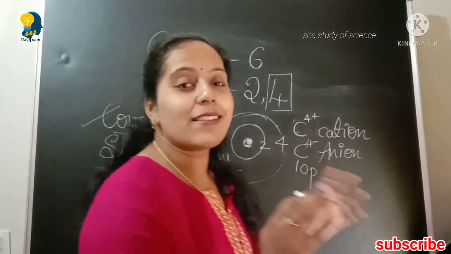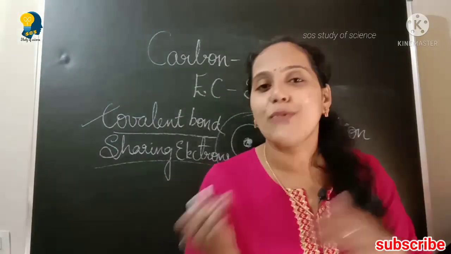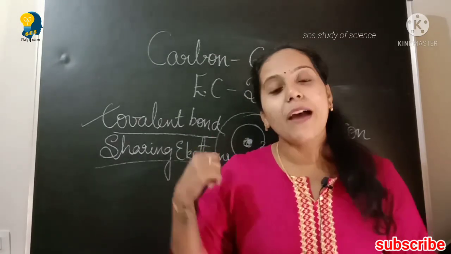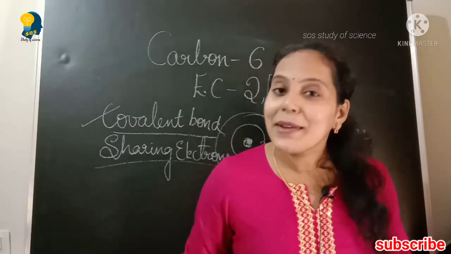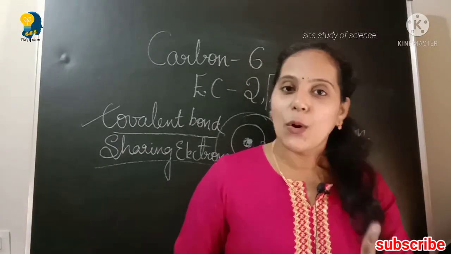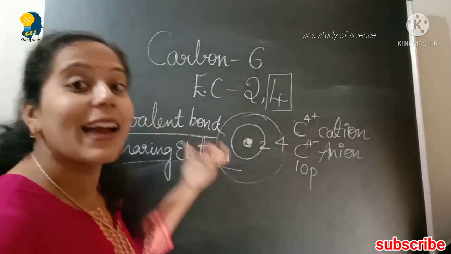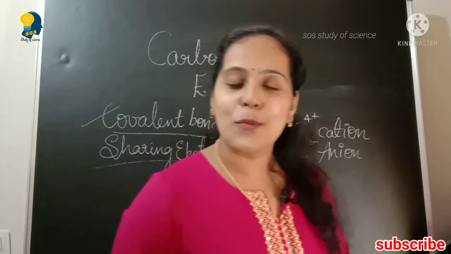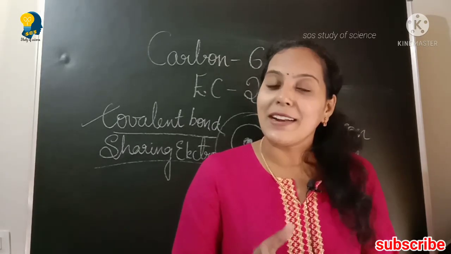But whenever it is transferring, that means when there is exchange of electrons, then there will be formation of an ionic bond. But now we are talking about carbon. So carbon cannot form the ionic bond. It will only form the covalent bond. Why? The reason is because it has 4 valence electrons on its outermost orbit. I hope you have understood this concept.